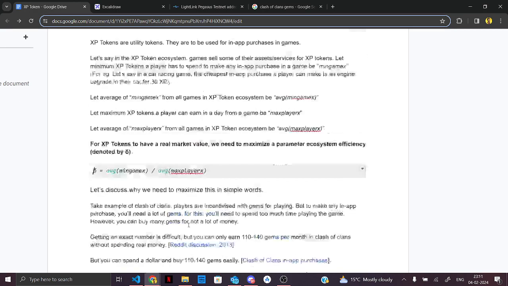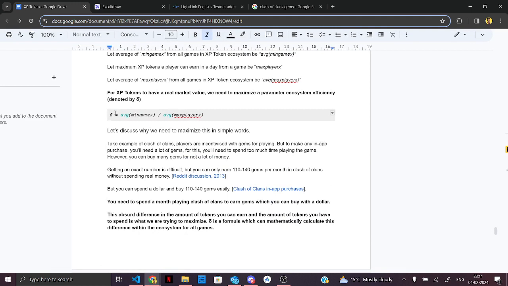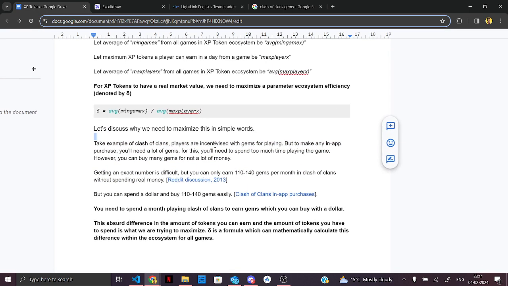So let's take the example of Clash of Clans. This delta function I have broken down using simple natural language here. Players are interfaced with gems for playing, but to make any in-app purchase you need a lot of gems. You need to spend too much time playing the game. However, you can buy many gems for not a lot of money. Let's try to understand what this is. So you can earn 100 to 140 gems per month in Clash of Clans, but you can spend $1 and buy 100 to 140 gems easily.